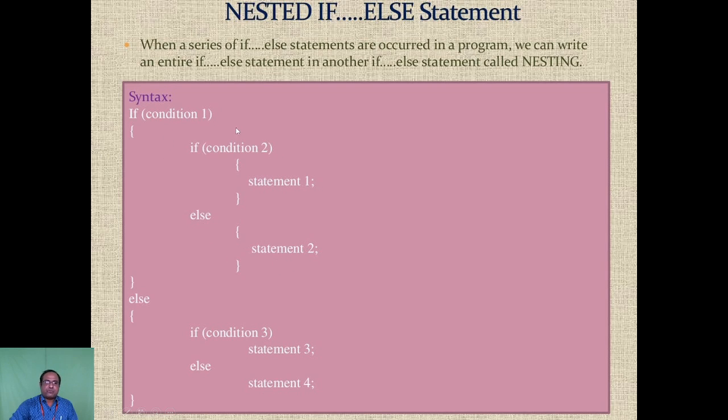Suppose both the if condition 1 and the if condition 2 are negative, then the else statement will be executed. Inside this else, condition 3 will be checked. If this condition is true, statement 3 will be executed, else statement 4 will be executed. So this is a nested if statement. We can have any number of if statements.